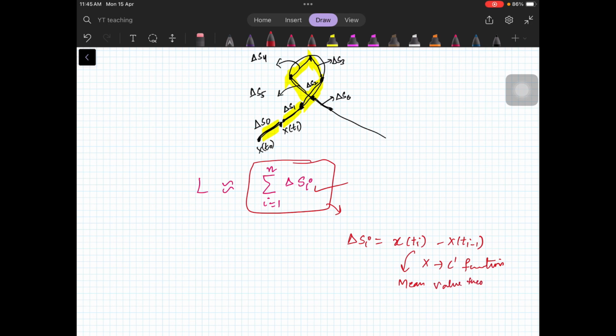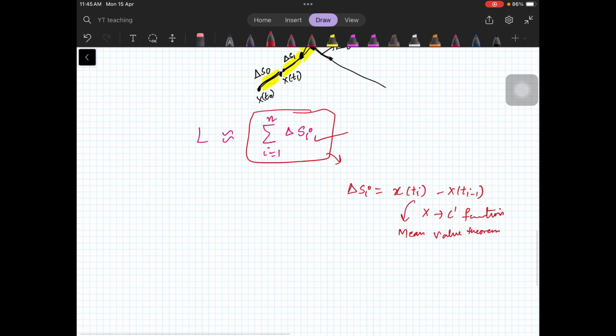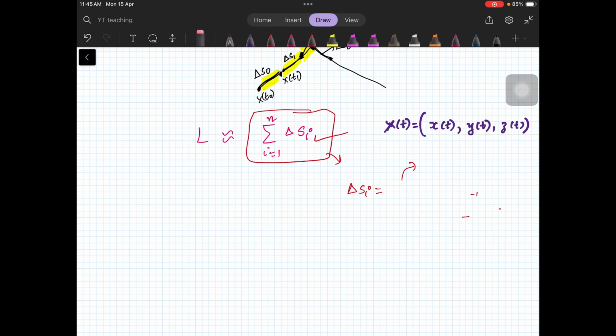So what does the mean value theorem tell us? Suppose we write its components, so that it's easy for us. Let us write that x(t) has 3 components, and I'll call it x(t), y(t), z(t), so that we can make a distinction. So delta si would be, let me first do it like this. If I give 3 components to x(t), I'll apply the mean value theorem in a moment.